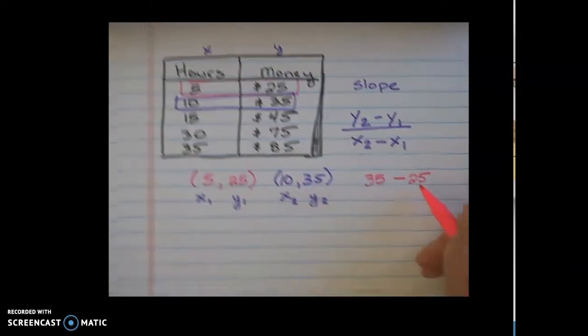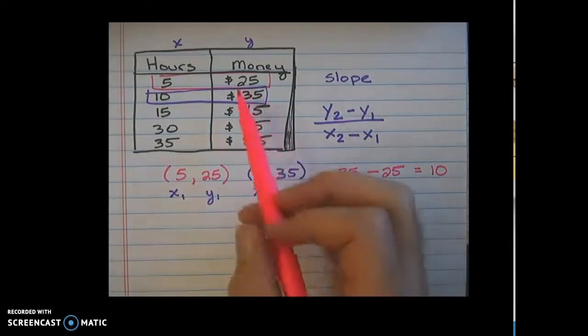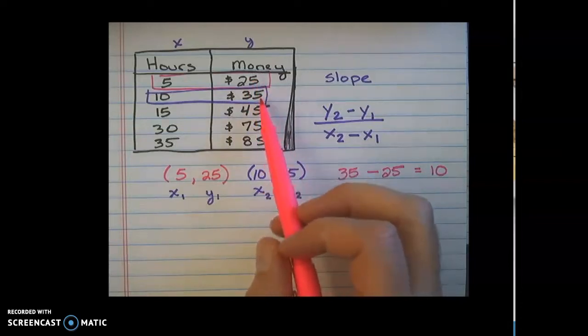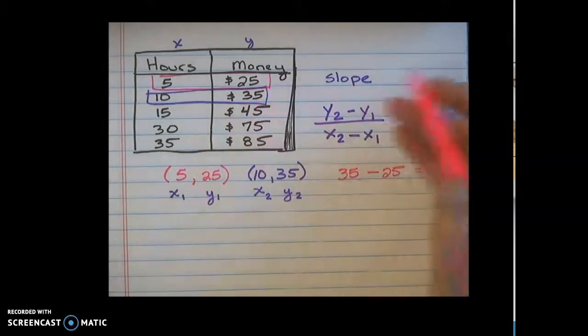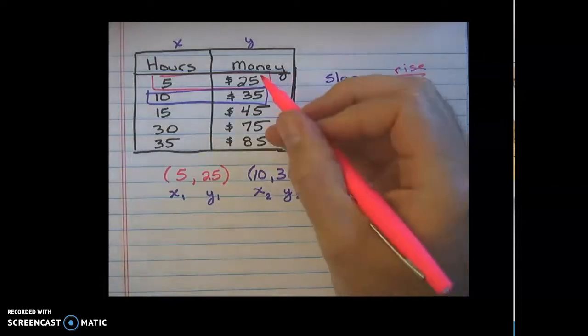Of course, 35 minus 25, I know that's just 10. And that represents how much money I made in those hours. I made $10 when I went from $25 to $35. That means I went 10. So that's how much money I rose. If you think about slope as rise over run, I went up or rose $10.